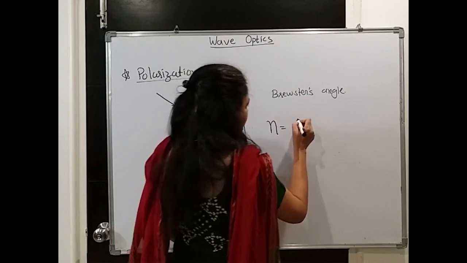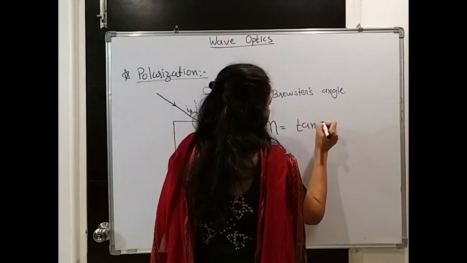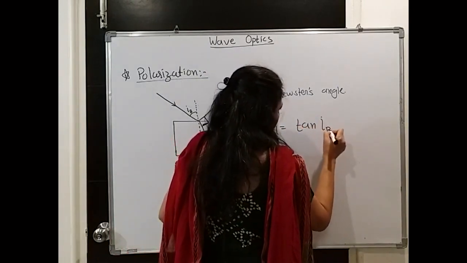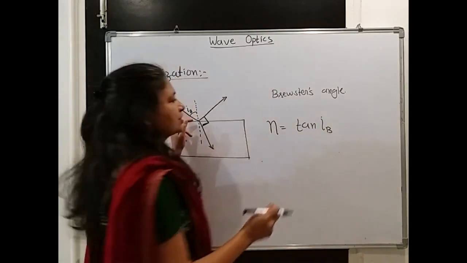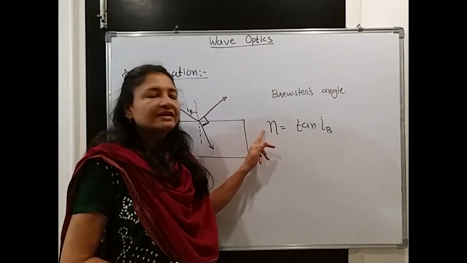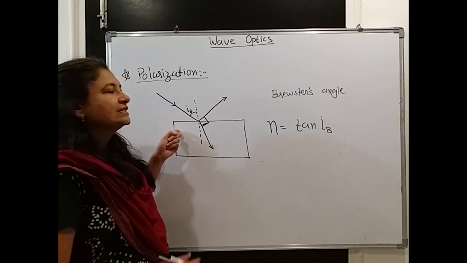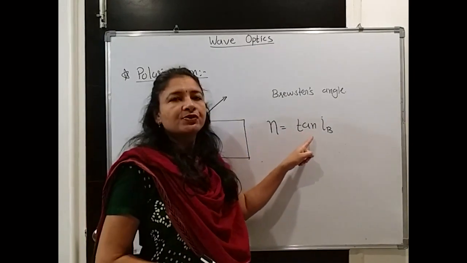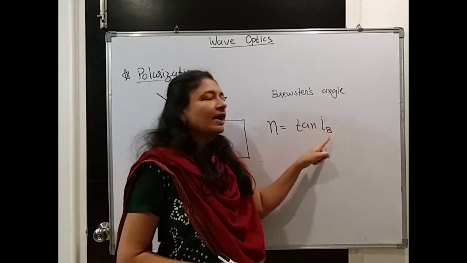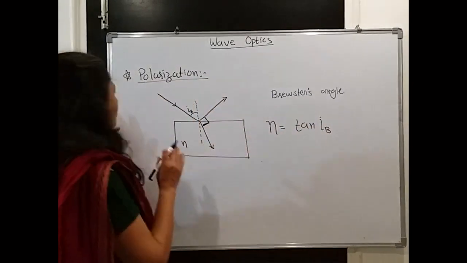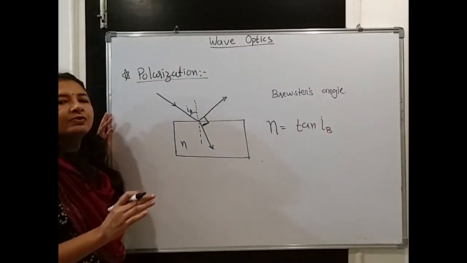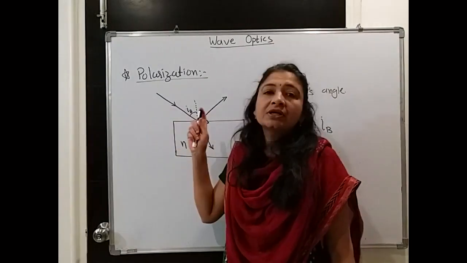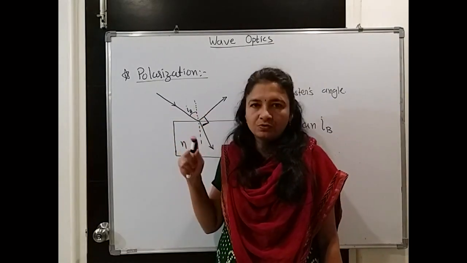N is equal to tan IB. IB is Brewster's angle, N is refractive index of this material. Refractive index of the material N is equal to tan of IB. Okay, so all this is regarding polarization. In this, all the concepts of chapter of wave optics.